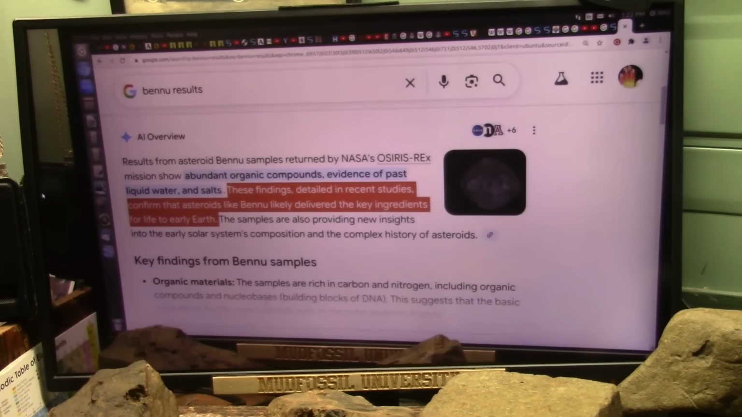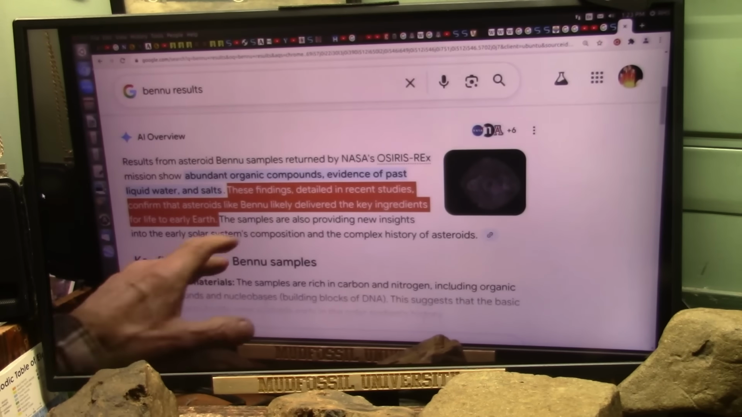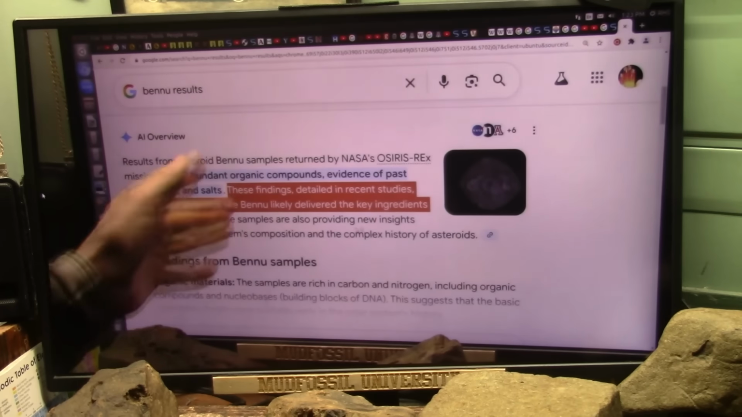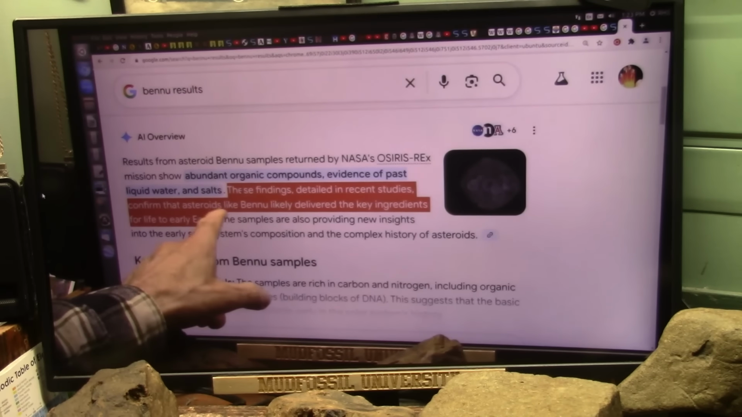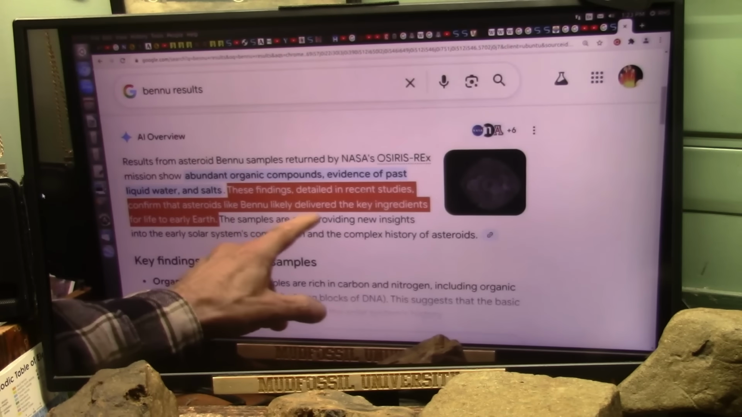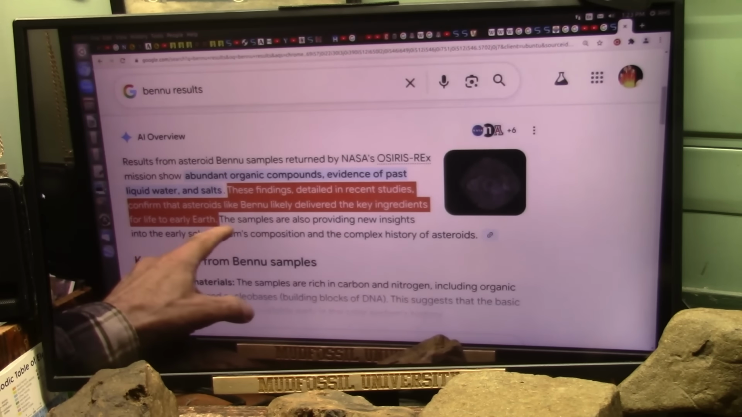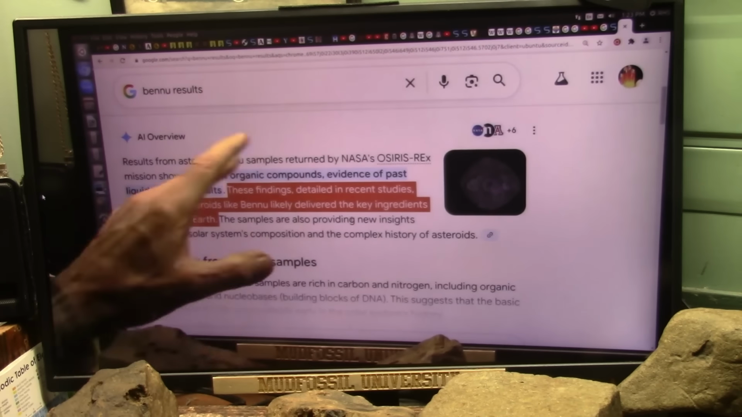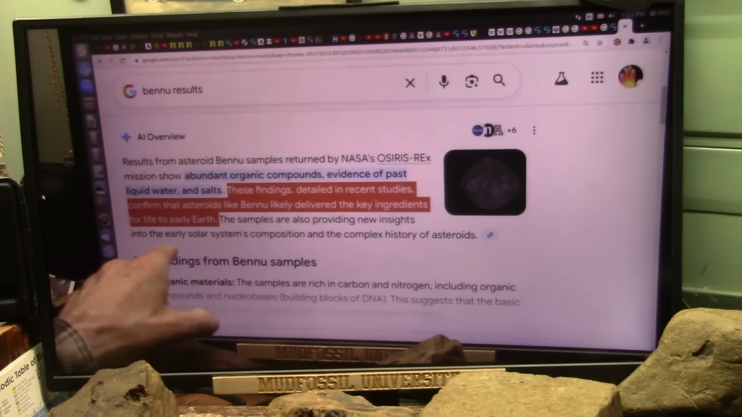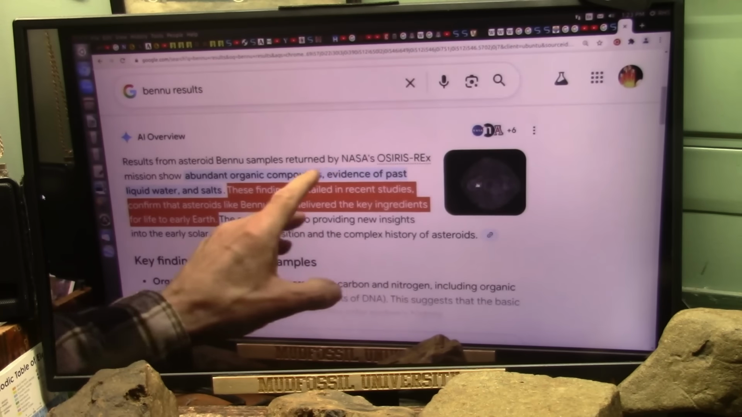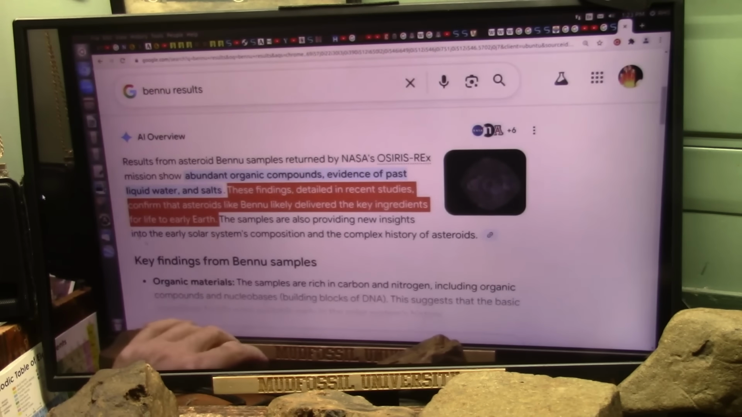Well, okay, my friends, as I am about to show you, this did not deliver key ingredients. They're saying these findings, detailed in recent studies, confirm that asteroids like Bennu likely delivered the key ingredients for life to Earth. No, that is a body part.